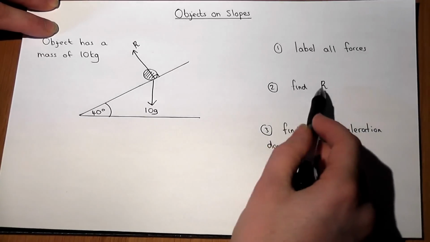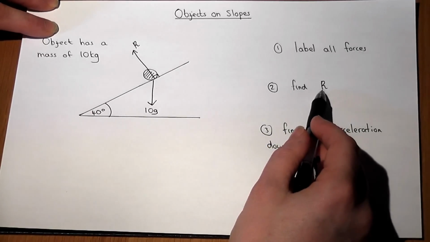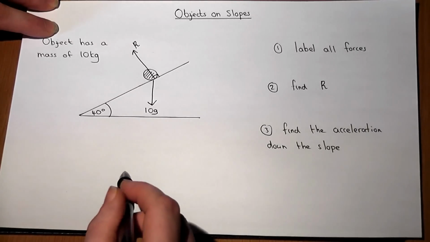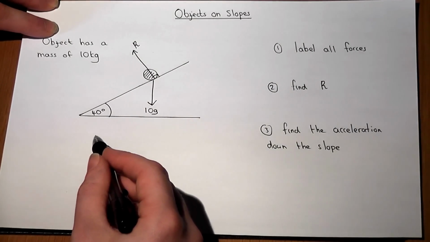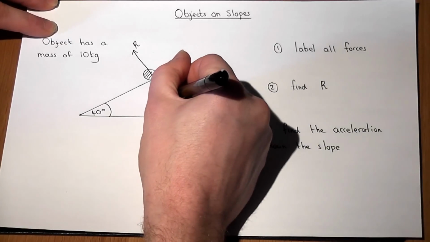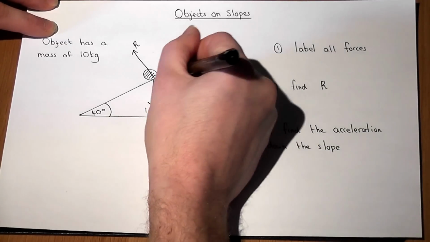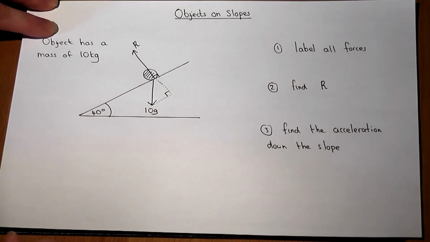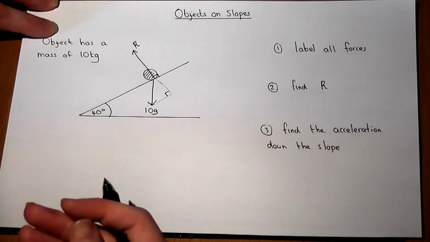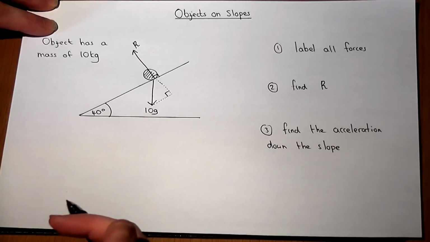Now then, to find R, we have to do one important step, which is to resolve the weight into two components. One down the slope and the other into the slope. And this is how you always start off approaching an object on the slope question.